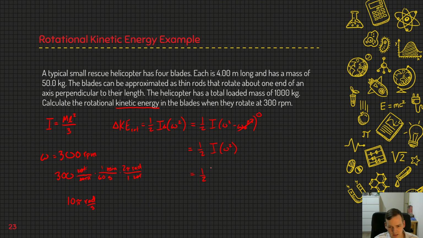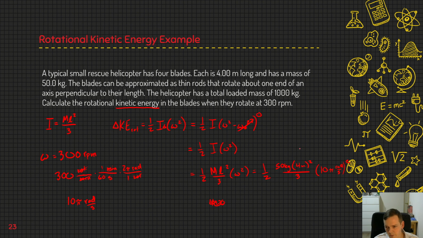So that I can come back over here. 1/2 I is m L squared over 3 times omega squared, which is going to be 1/2 times 50 kilograms times an L of 4 meters squared over 3 times 10 pi radians per second squared. This will give me, what's that, 16 times 50, 16 times 5 is 80. Yeah, so that's 800, 400.